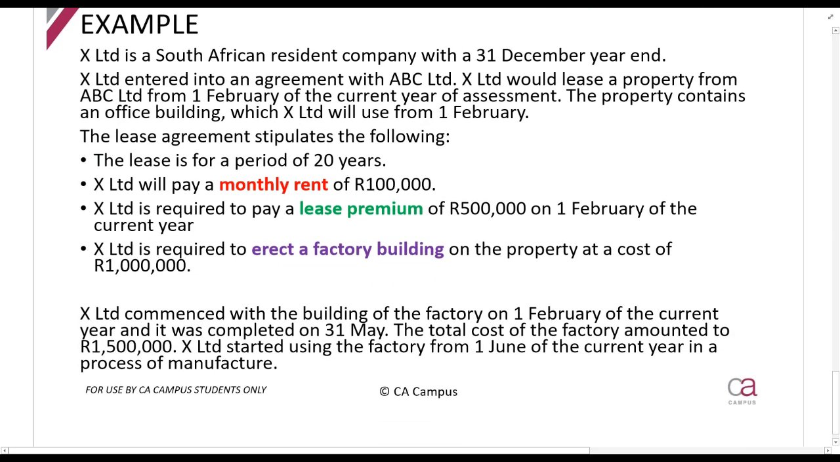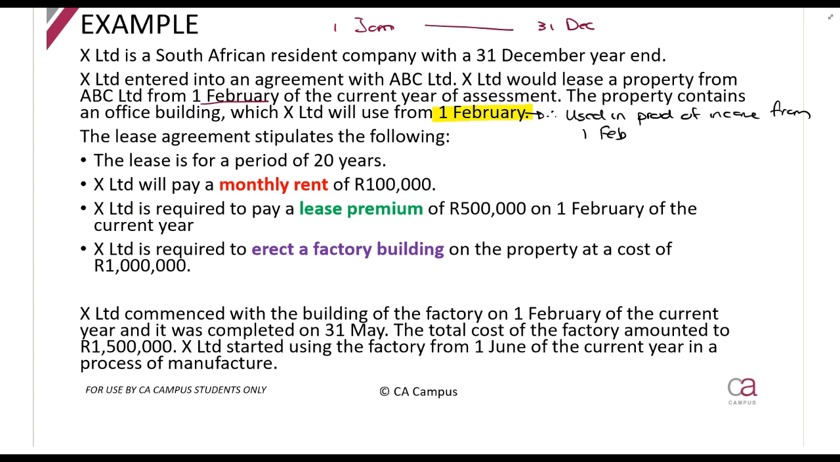So here's an example for us. X Limited is a South African resident company with a 31 December year end. So it means their tax year runs from the 1st of January to the 31st of December. X Limited entered into an agreement with ABC Limited. X Limited would lease a property from ABC Limited from the 1st of February of the current year of assessment. The property contains an office building which X Limited will use from 1 February. So important here, this basically means it is used in the production of income from 1 February. That's important when we are looking at things like our monthly rent.